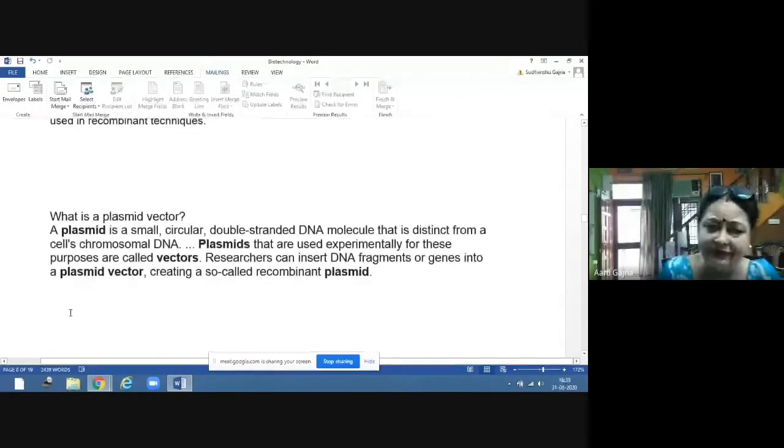Now, what is a plasmid vector? A plasmid vector is a small circular double-stranded DNA molecule that is distinct from a cell's chromosomal DNA. And plasmids are used experimentally for the purposes which are called vector. And these DNA fragments or the genes of desire, the gene of interest, can be incorporated into the plasmid vector, and after the incorporation we can make this a recombinant plasmid.